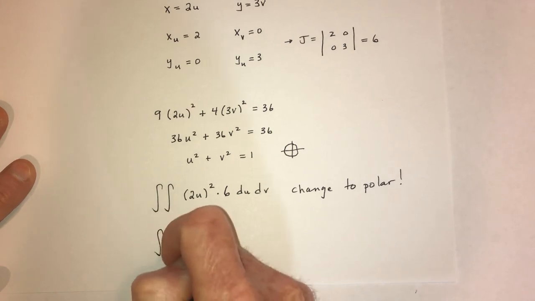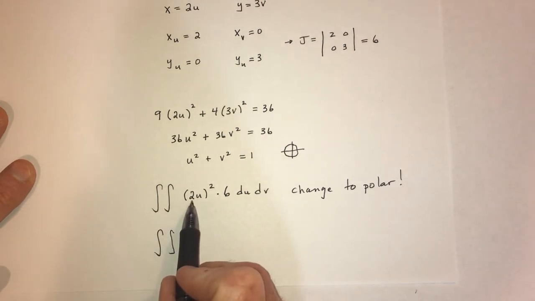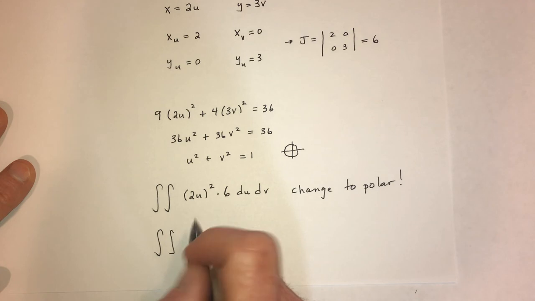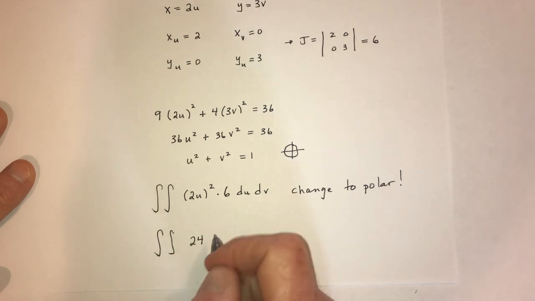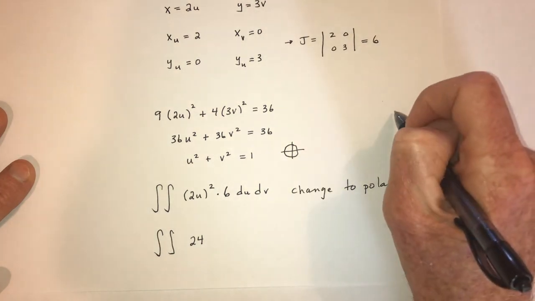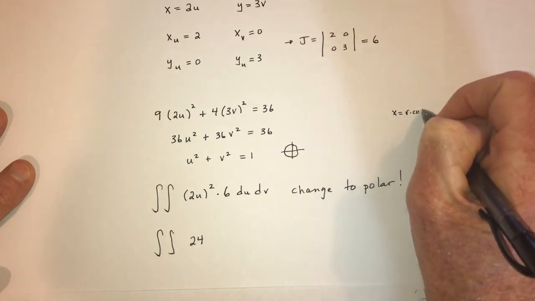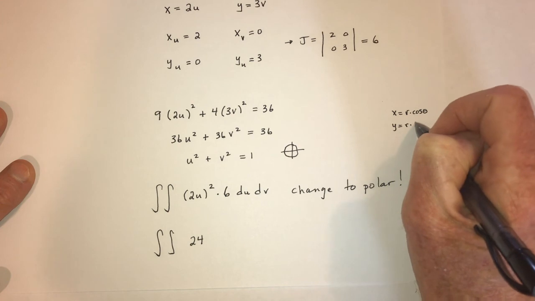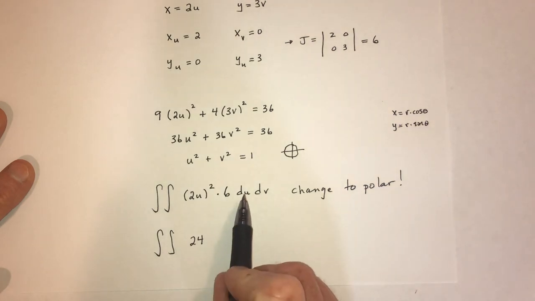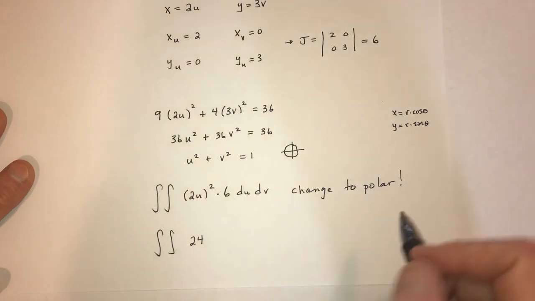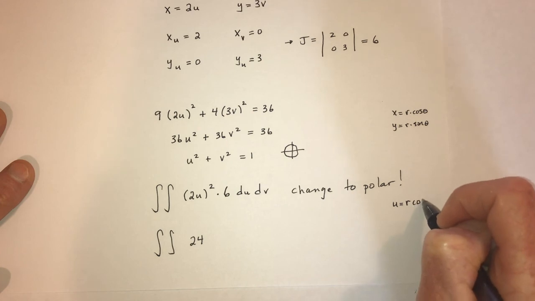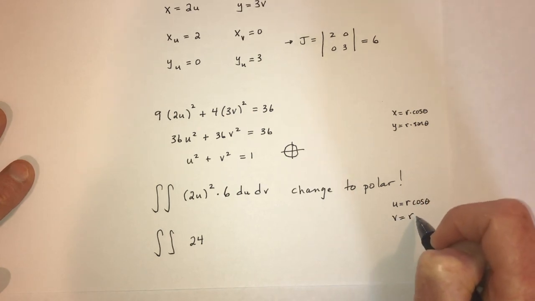All right, in polar it's going to be integrate. This needs to be squared, so that's going to be 4u squared. And then times 6, so that's 4 times 6, that's 24u squared. Well, to change to polar, for polar, you go x is equal to r cosine theta, y is equal to r sine theta. Those are two of the formulas that help us change to polar. But in this, instead of x and y, we have u and v. So we're going to use u and v. So u is equal to r cosine theta, and v is equal to r sine theta.